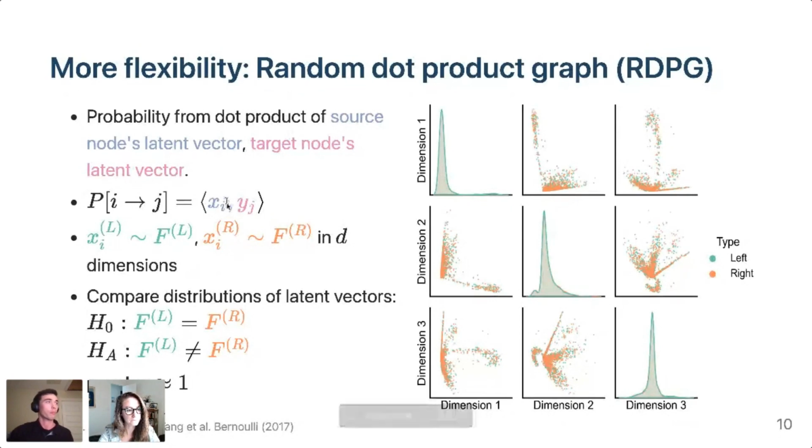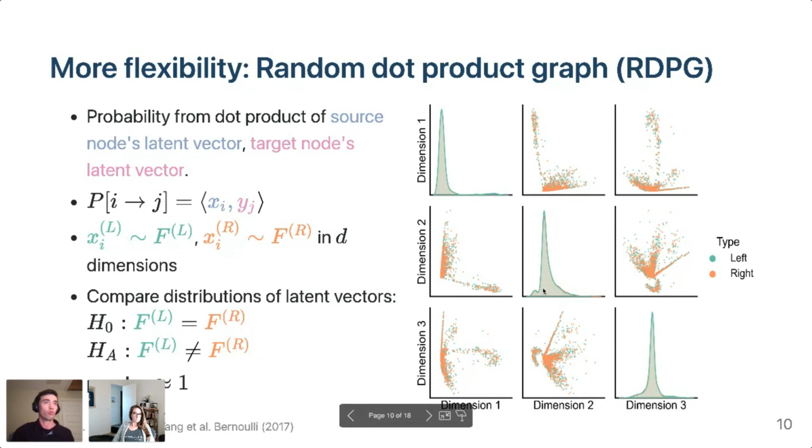So further, we just assume that these latent positions or latent vectors on the left and the right, again, just come from some distributions, and those are just going to be multivariate distributions in D dimensions, where D is just whatever embedding dimension I chose to embed my network into.